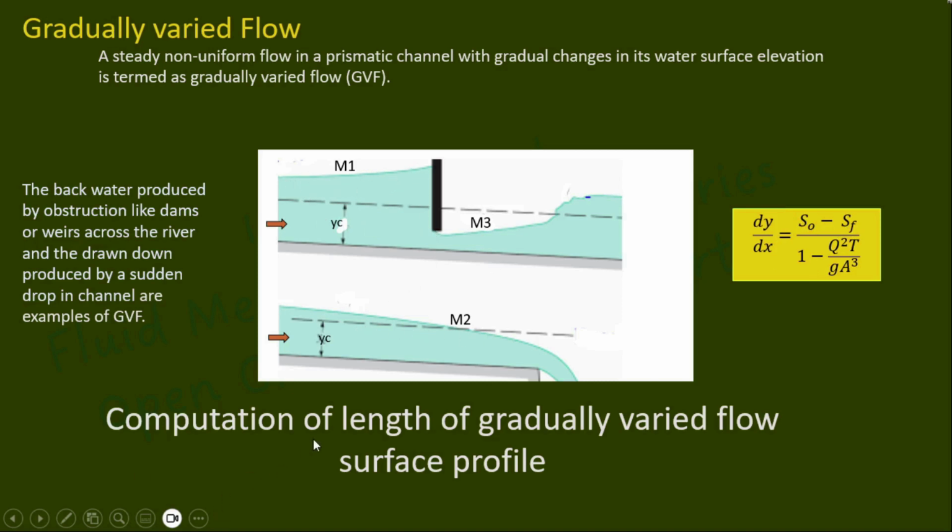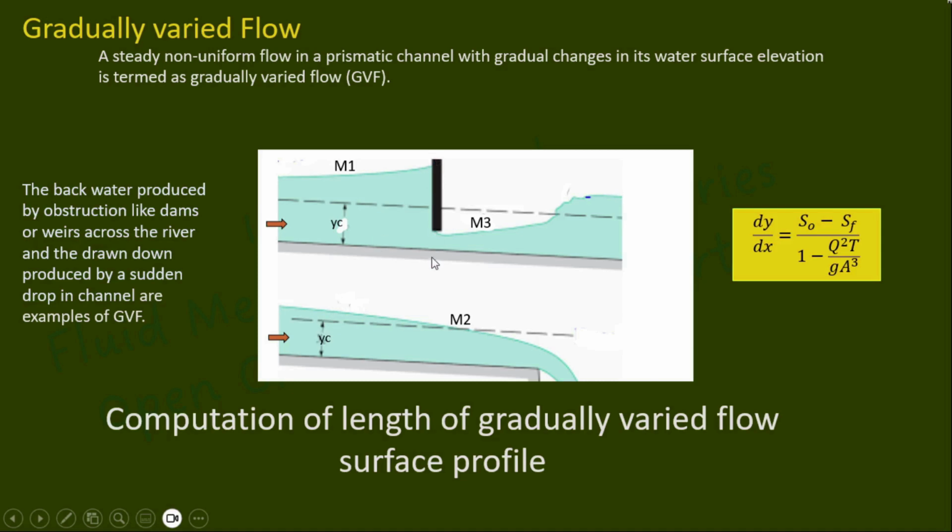So what is the necessity of computation of the length of the gradually varied flow profile? Whenever we are constructing a dam across the river, it raises the water at the upstream side of the dam. If we are not giving enough protection to the sides of the river, the water overflows to the river bank and it will destroy the other structures. That is why, as a hydraulic engineer, one has to determine the length of this water surface profile.